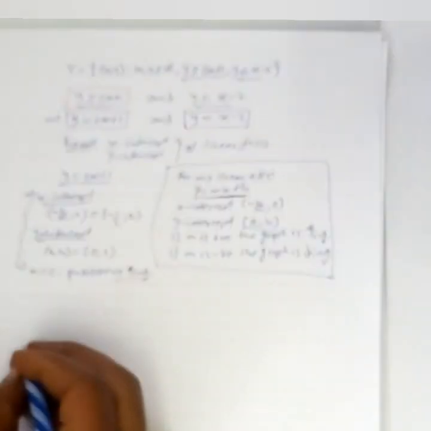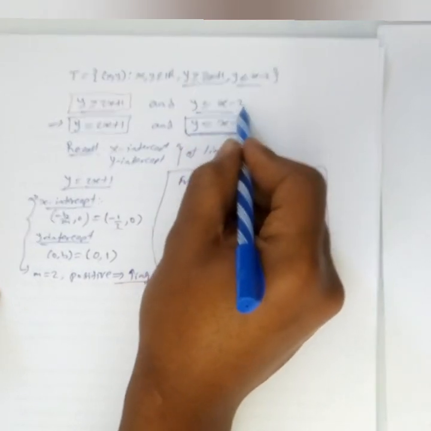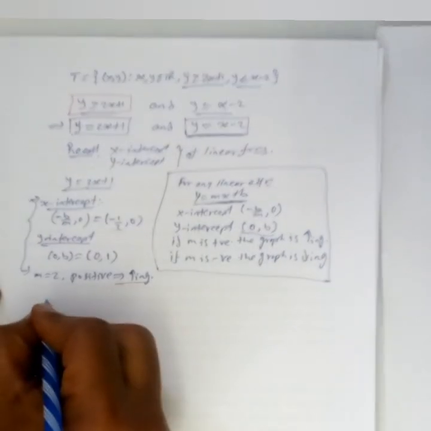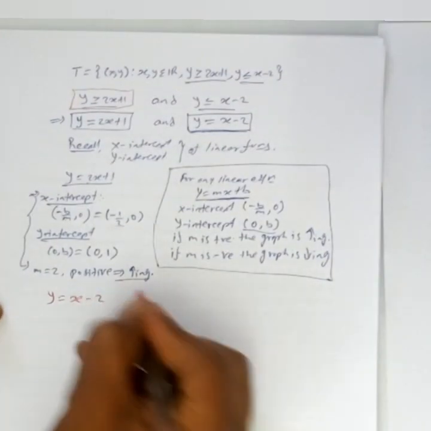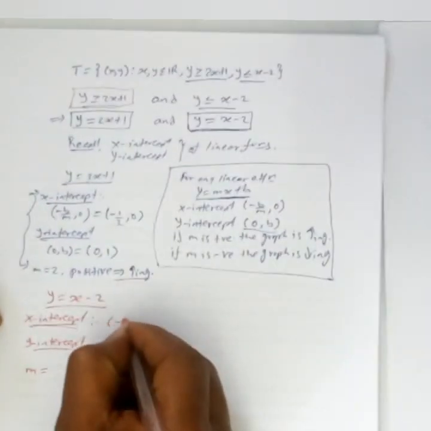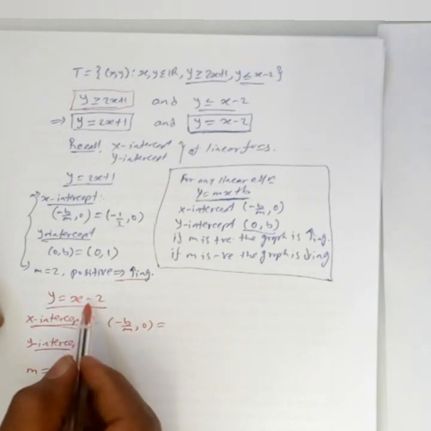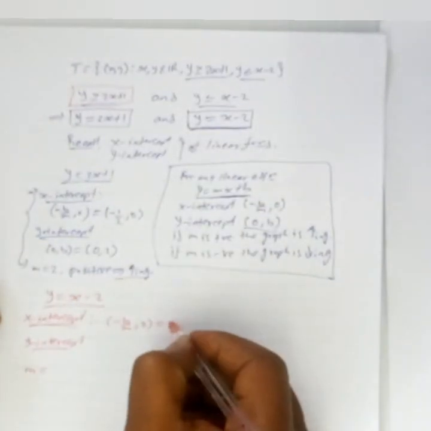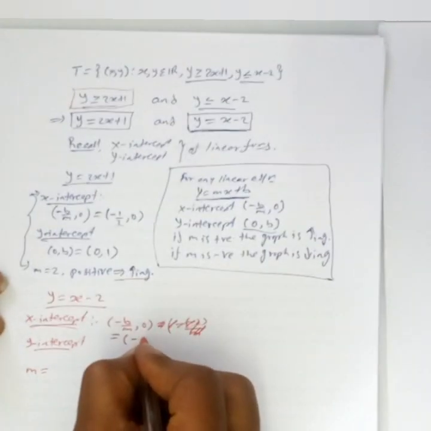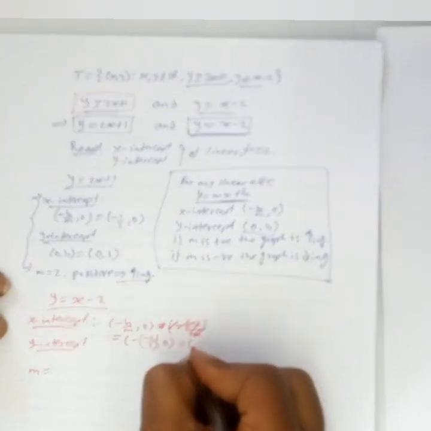The second thing is we have to draw the second inequality, that is y is less or equals to x minus 2. To do this, we consider the line y is equals to x minus 2. Similar to the above linear function, where the x-intercept is minus b over m, 0, but b is minus 2 and m is 1. Thus, this is equal with negative of negative 2 over 1, 0, which is equal with positive 2, 0.